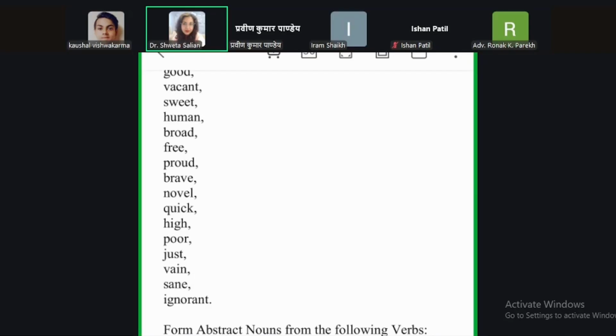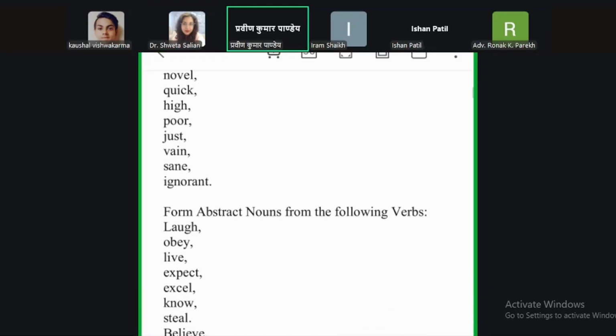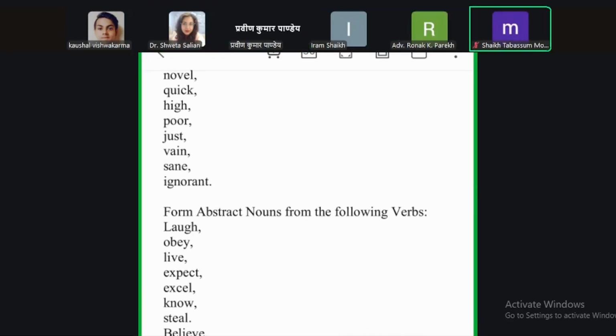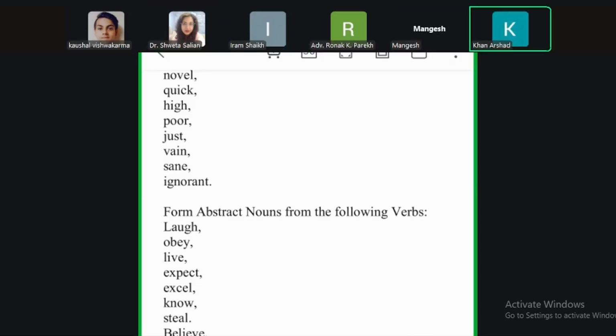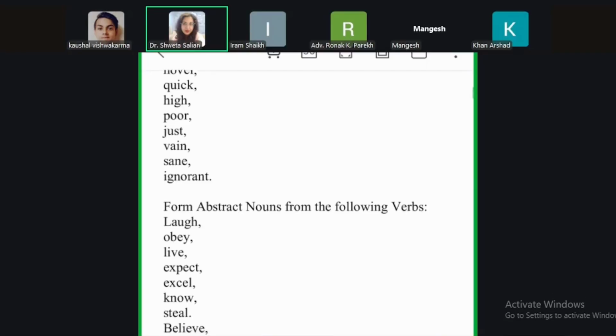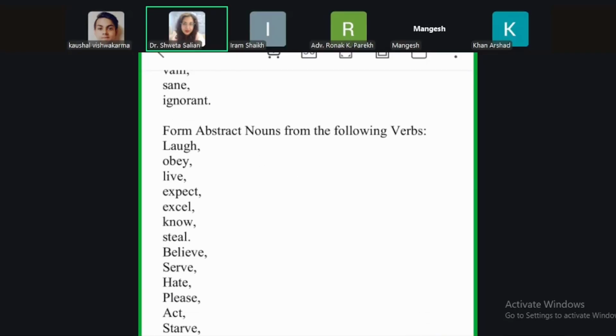Poor, poverty. That's how you pronounce it. Then just, justness, justly, justify, justification, justice. Yes, justice. Vain, vanity. Very good. Sane, sanity. Correct. Ignorant, ignorance. Very good. Now the following verbs: laugh, laughter.